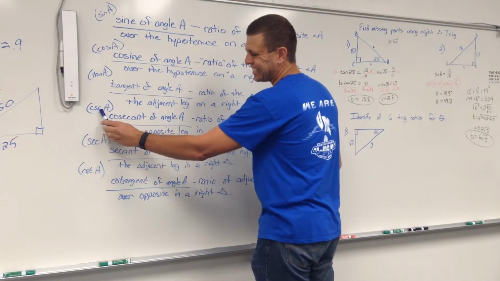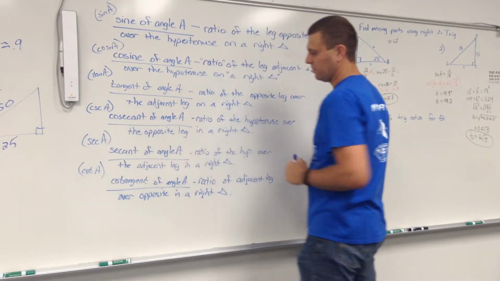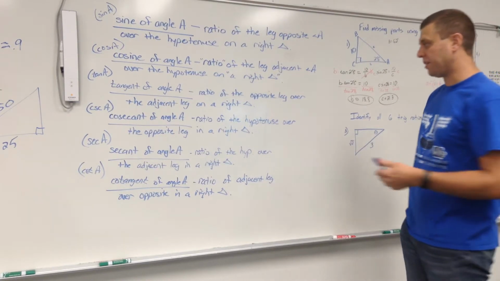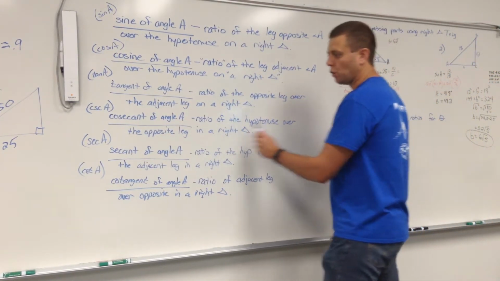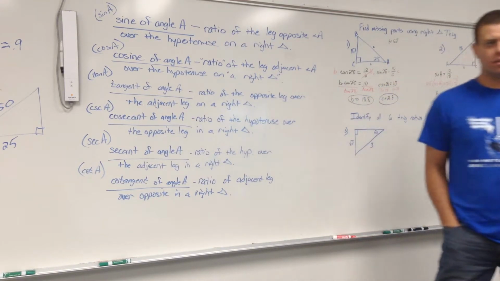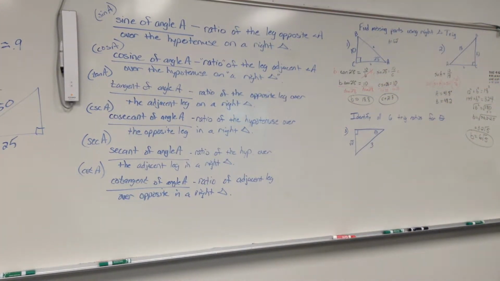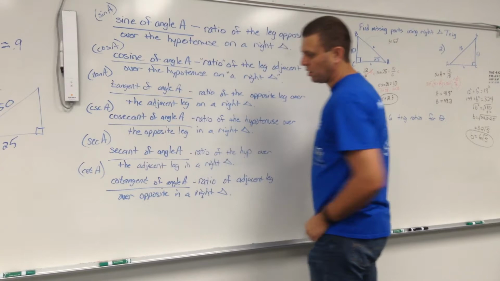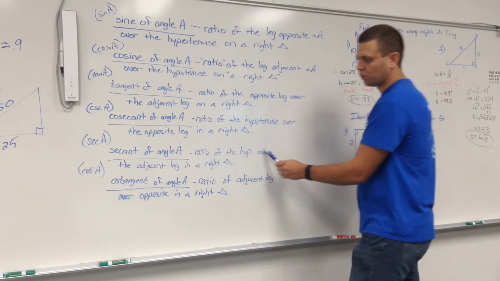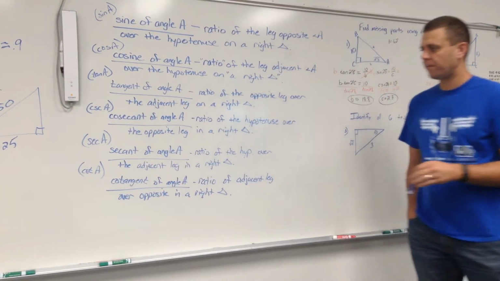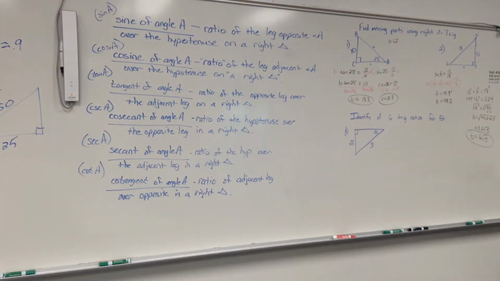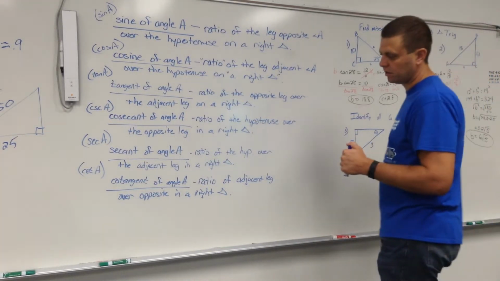Cosecant, CSC: the cosecant of an angle is the reciprocal of sine. Therefore, it is the ratio of the hypotenuse over the opposite in a right triangle. So cosecant is the reciprocal of sine. Secant is the reciprocal of cosine. It is the hypotenuse over the adjacent in a right triangle. And cotangent, an easy one to know which it's the reciprocal of: cotangent is the reciprocal of tangent.